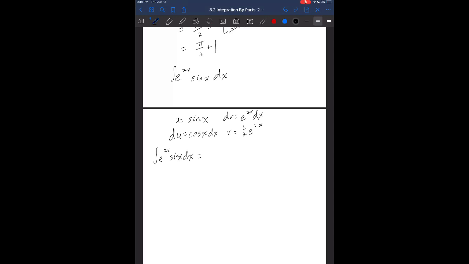dx is equal to u times v, or 1/2 e to the 2x sine of x minus the integral of v times du. So minus 1/2 integral of e to the 2x cosine of x dx. So the next step for this problem is we are going to take this integral here, and then perform another integration by parts on this. After we do this, as I was saying before, we will be left with an integral of e to the 2x sine of x, and so we can isolate for this in order to solve.